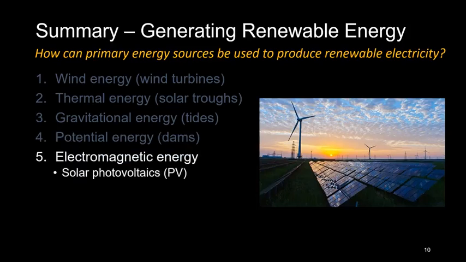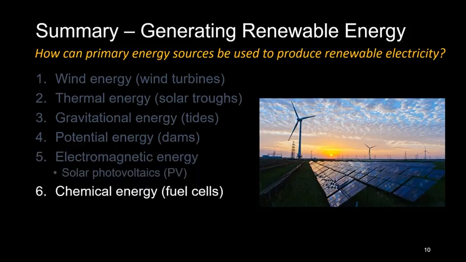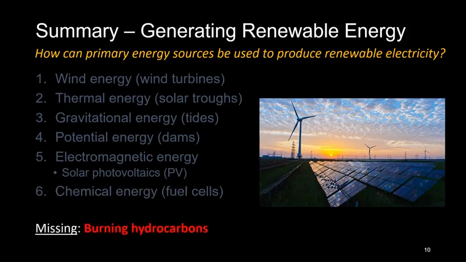Solar voltaics that convert sunlight to electricity. And fuel cells that use chemical energy to generate electricity from hydrogen. Missing from this list, of course, is burning hydrocarbons to produce electricity. That's the whole point. In the next video, we will review the universal SI metric system that will be important for our further discussion of renewable energy. Stay tuned.